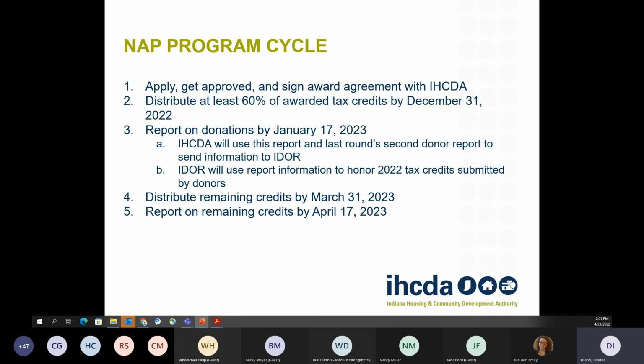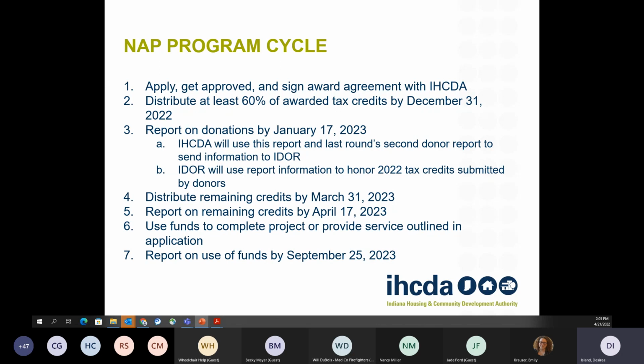You'll then distribute any remaining tax credits by March 31st of 2023. That will be the 100% benchmark. That will be due April 17th. And then last, you will submit a closeout report September 25th, and that will capture all of the program activities your program did for the year, as well as any final donor information we may need.